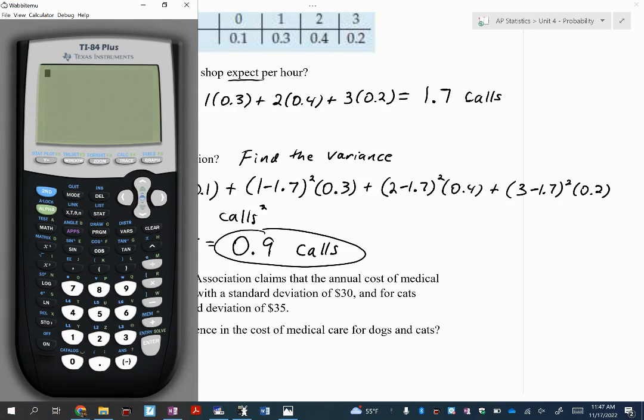Hit stat. We're going to edit. In list 1, let's put our possible values for the random variable. So 0, 1, 2, and 3.